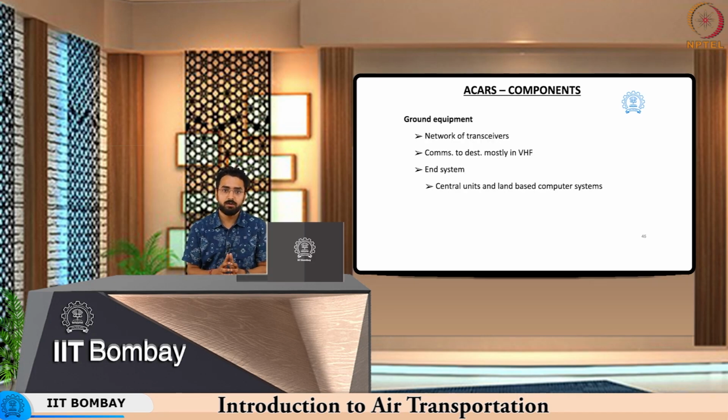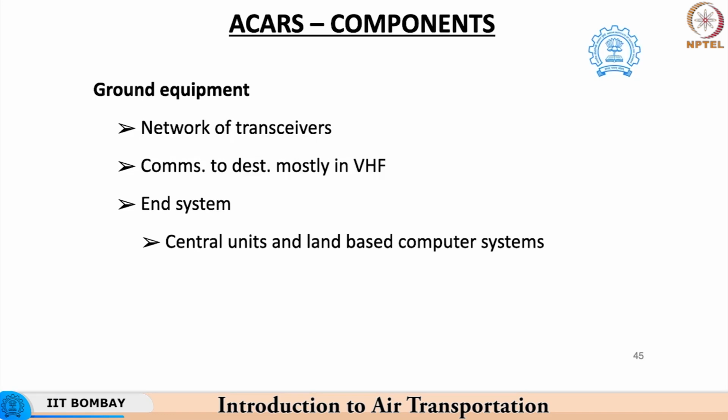The second stakeholder, the ground second component associated with ACARS, is called the ground equipment. This ground equipment is a network of transceivers. These transceivers can transmit as well as receive data as well as voice communication from the aircraft as well as from the ground control station. Most of the communication occurs through the usage of the VHF communication path.